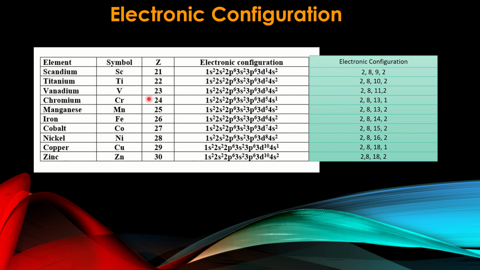We had seen the electronic configuration of chromium and copper. There are some exceptions. This type of exception also occurs for some more elements, and today we will learn this. We will learn why this exceptional electronic configuration occurs.